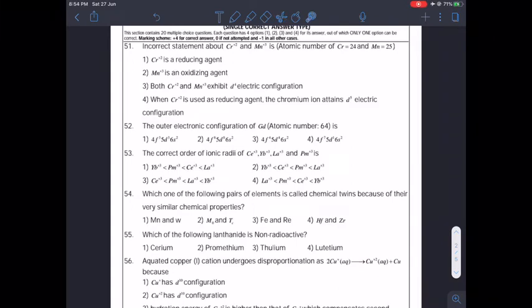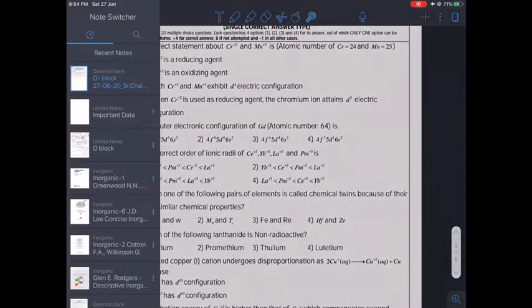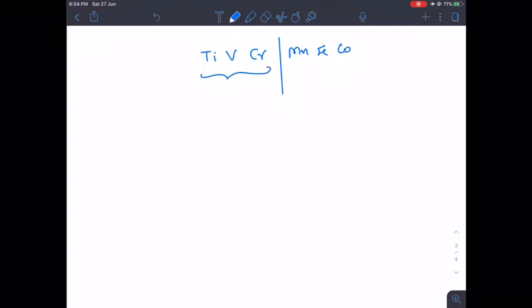Let's read it. Incorrect statement about chromium plus 2 and Mn plus 3 is. To understand this, leaving aside scandium, the first three elements are titanium, vanadium and chromium, and thereafter the next three are manganese, iron and cobalt. You should know one very important thing: for the first three, M plus 3 is more stable as compared to M plus 2. It means that their plus 3 oxidation state is more stable than plus 2.